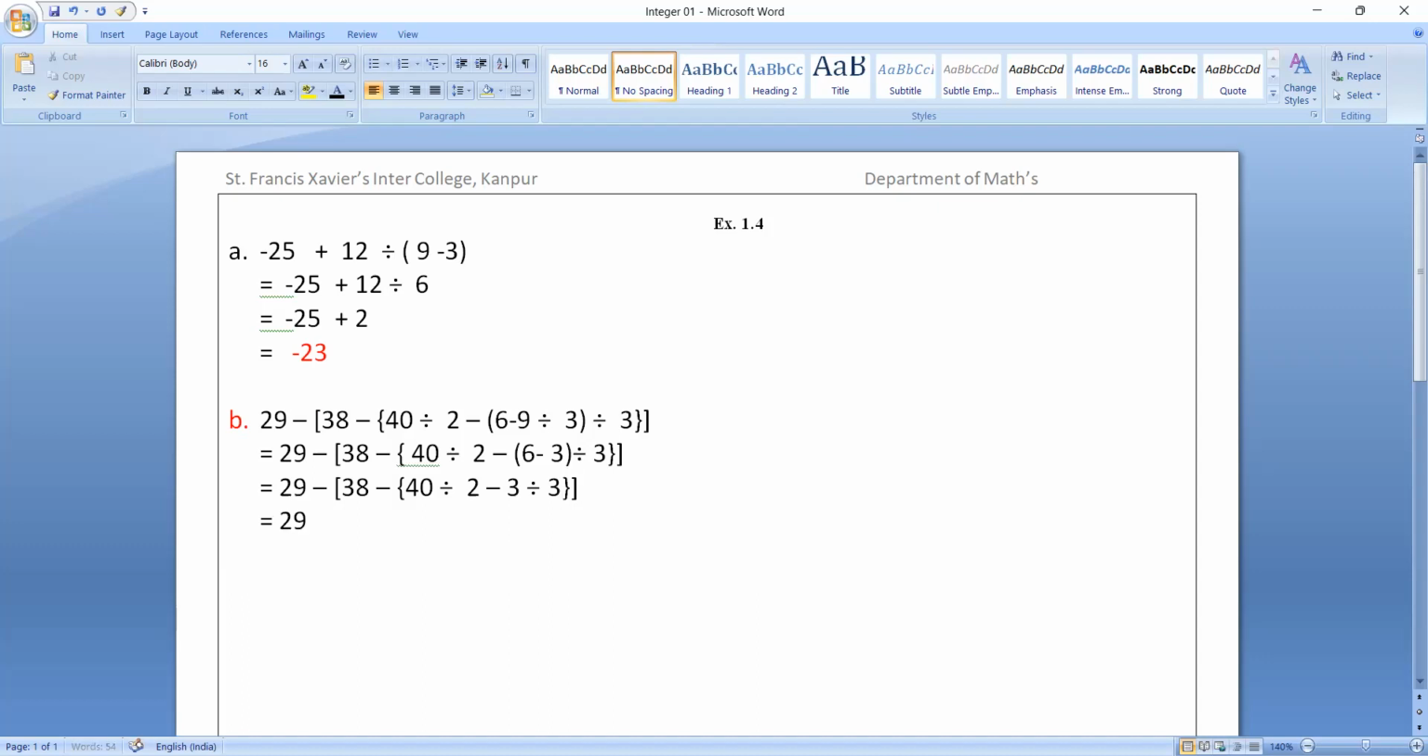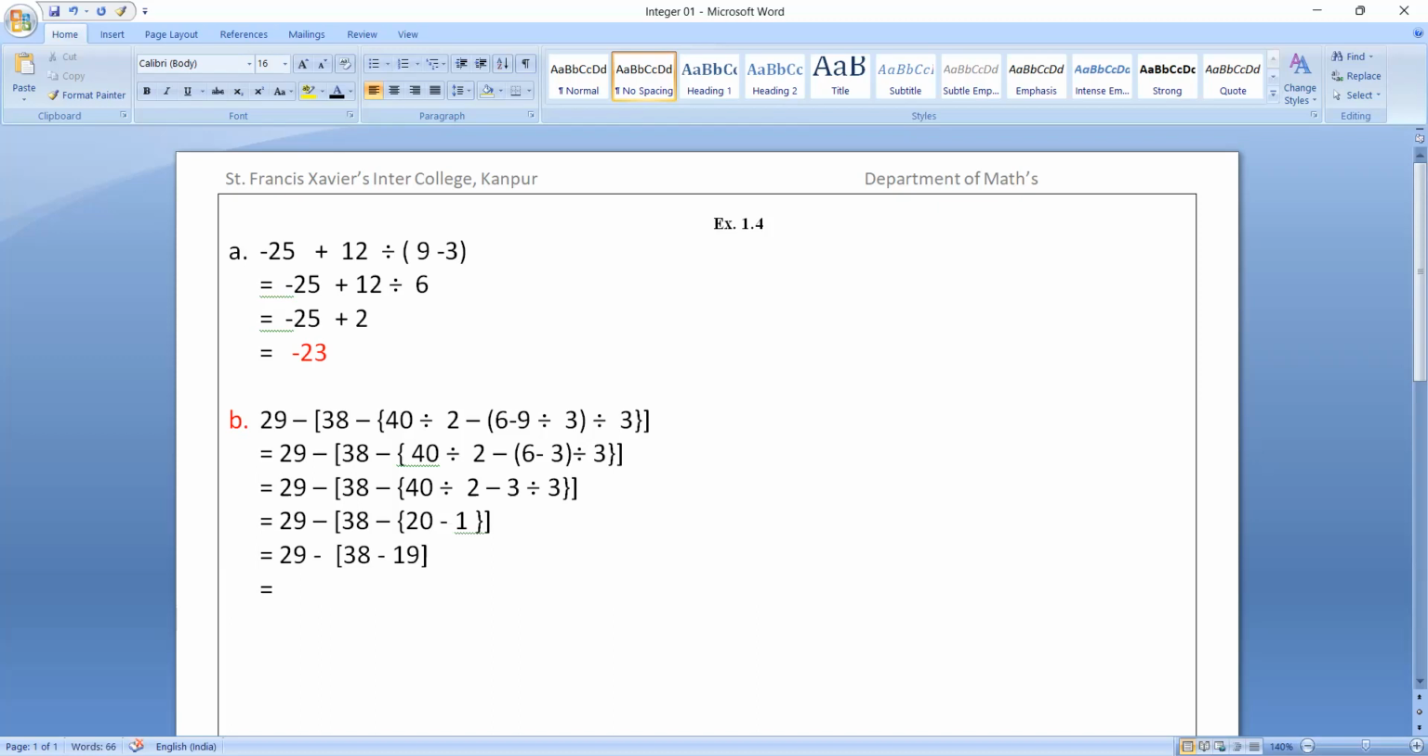Okay, my dear students, you write 29 minus 38 again, and you can see that now the curly braces are left. Under the curly braces we have 40 divided by 2 minus 3 divided by 3. Both divisions have the same priority, so we do the operations in the same step. When we divide 40 by 2, we get 20. Minus, when 3 is divided by 3, we get 1. I hope you understand this point. This is a very easy step. But still one bracket, the curly braces, is left. Then we write 29 minus the square bracket 38 minus, 20 minus 1, which always gives you 19.